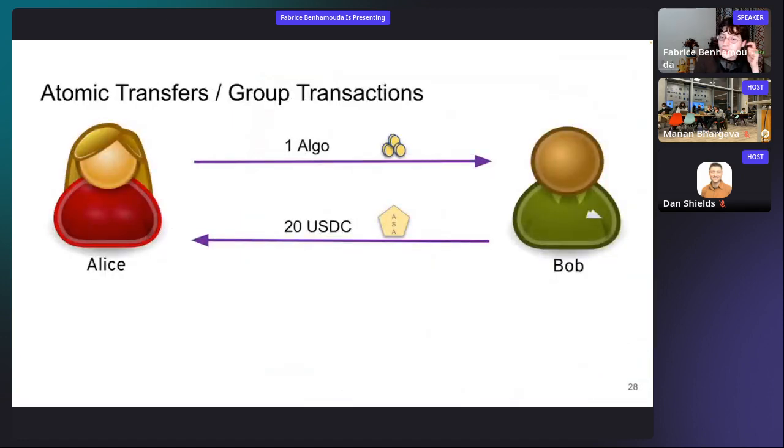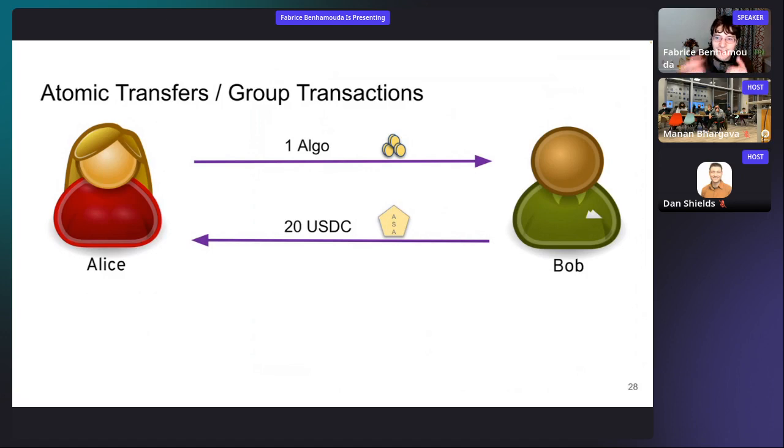And when you have such a token, like suppose you have USDC, which is a token representing a dollar, you may want to exchange tokens for each other. This is one of the most basic DeFi applications, like exchange. Like Alice may want to send 1 algo to Bob, and Bob may want to send 20 USDC, like a token, to Alice. The issue is that if you do that, how to do that?